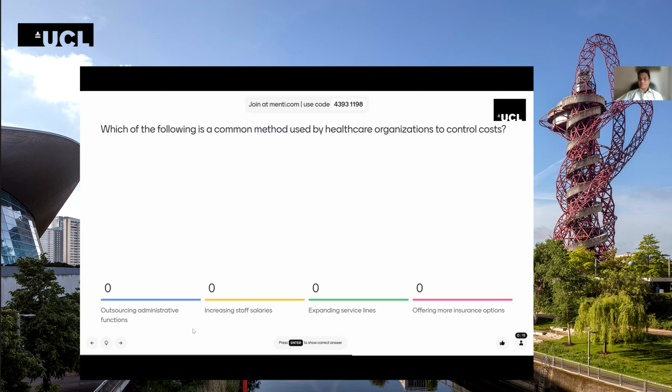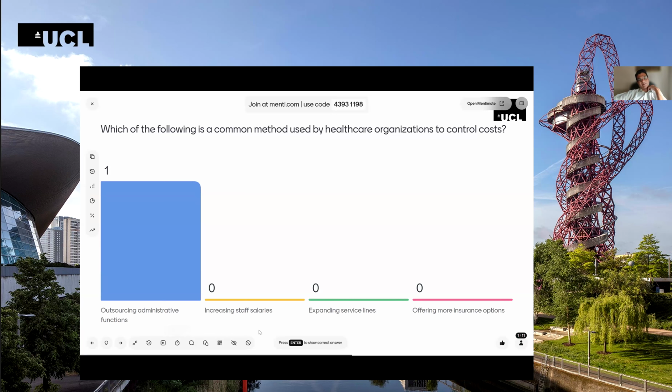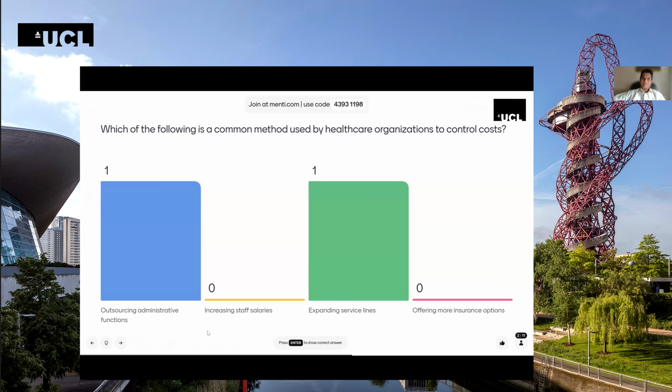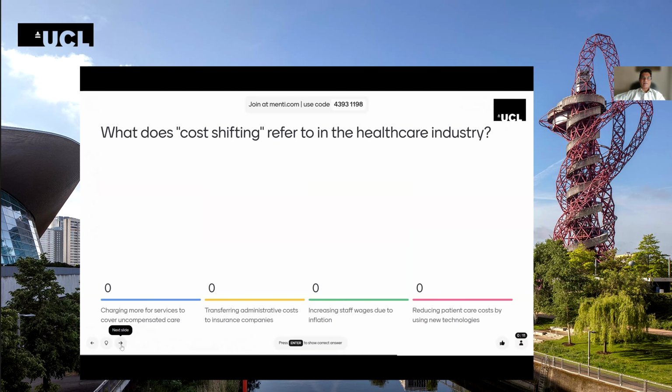Try this one. Let's see. Or you find this one okay. Outsourcing administrative functions. Next, anyone else? Expanding service line. Okay, 2 there. Increasing staff salaries, 2 in there. 2 in here. Okay. Let's go to the next line.